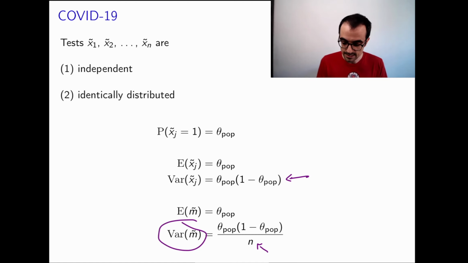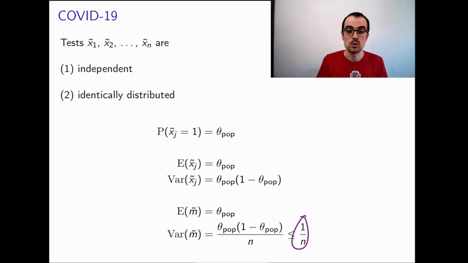The problem is that the variance has this prevalence parameter that we don't know. So in order to control it, we say this prevalence parameter is between 0 and 1. So why don't we just bound the variance by 1 over n in order to be able to apply Chebyshev's inequality? And that's what we're going to do.